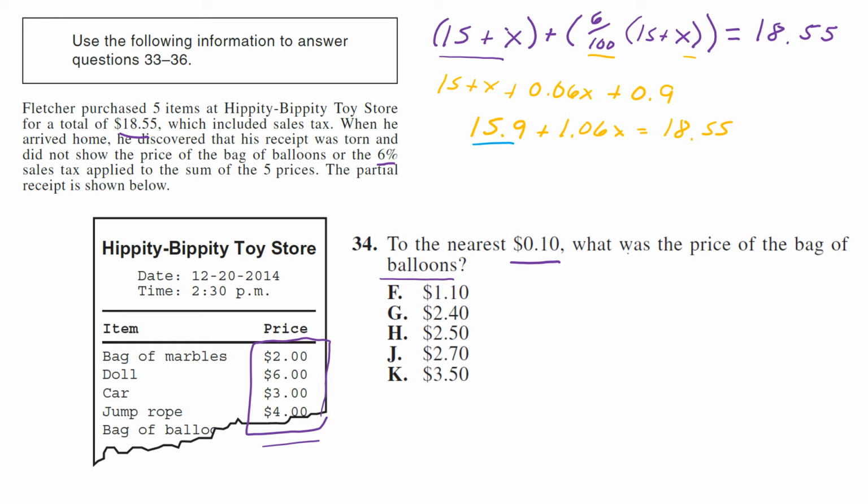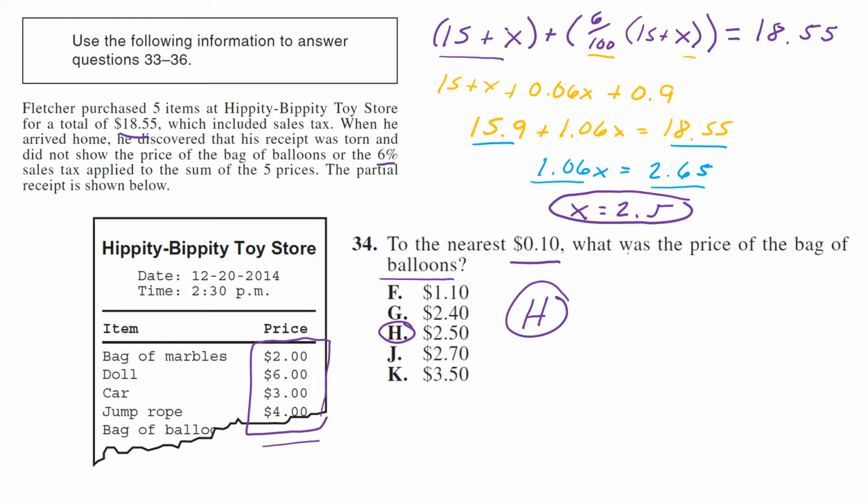So subtract this 15.9 from here. We have 1.06x equals 2.65. Divide both sides by 1.06 and you get x equals 2.5. That's quite a bit of calculation and figuring out, but it's doable once you figure out the expression.